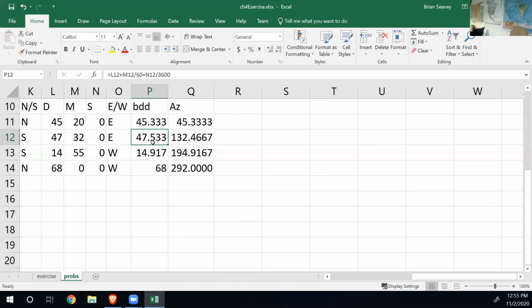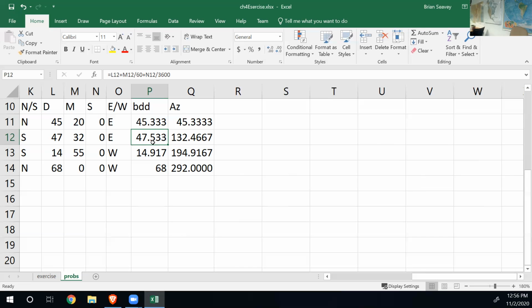Isn't it 180 minus 47. Yeah, we were trying to get, I don't know why we did that. But anyway, that is what we get. 132, whatever. Yeah, we were just trying to find the azimuth of BC. So 132.